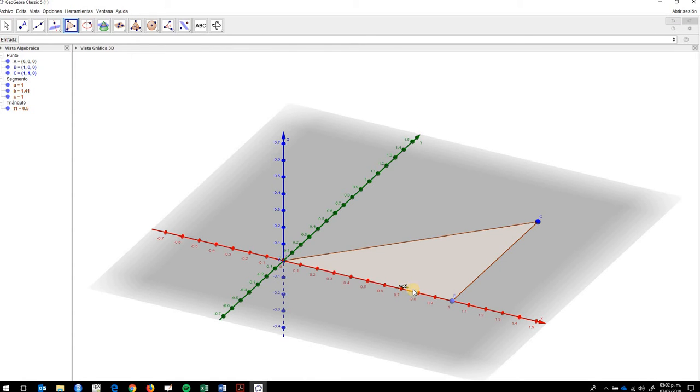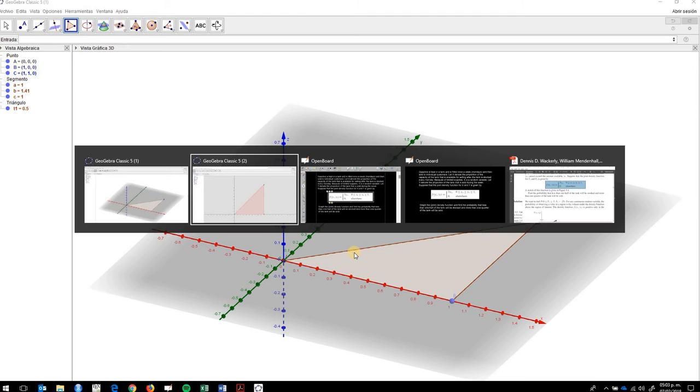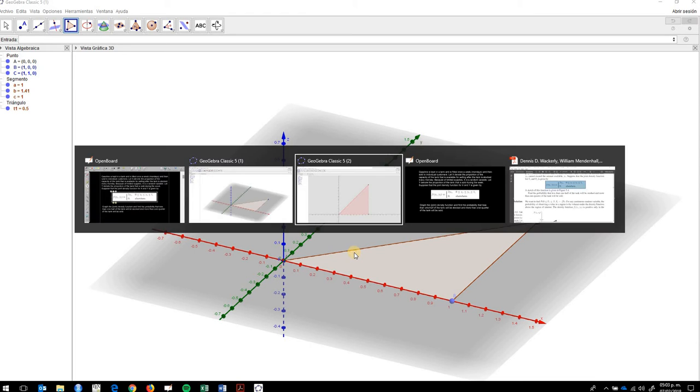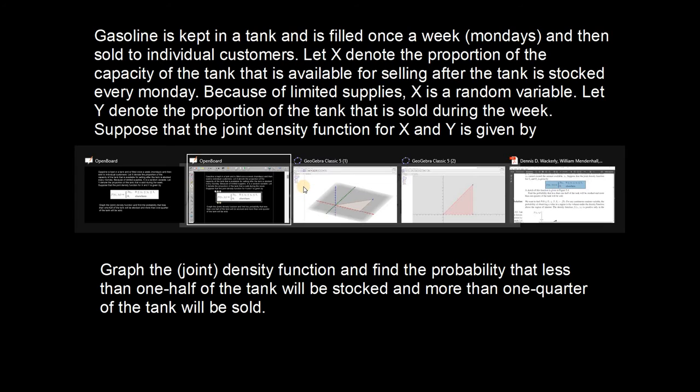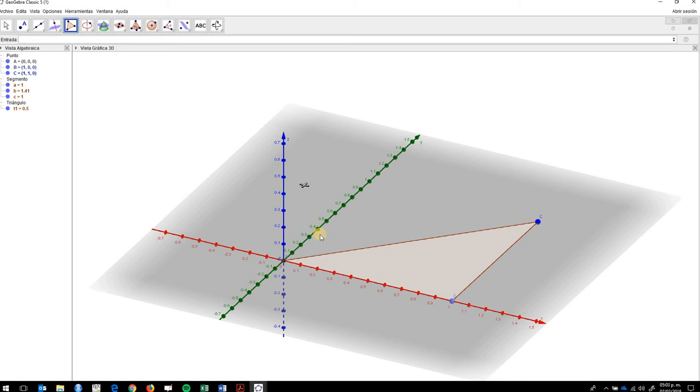So now how can we begin to give it volume? How can this thing get volume? Well, we just need to use our density function. For any pair of coordinates x and y, our function is going to take just the first coordinate and multiply it times 3. So let's go back to our 3D model.